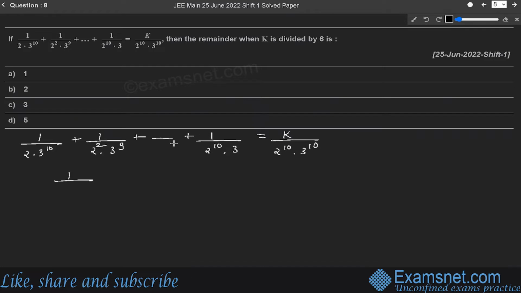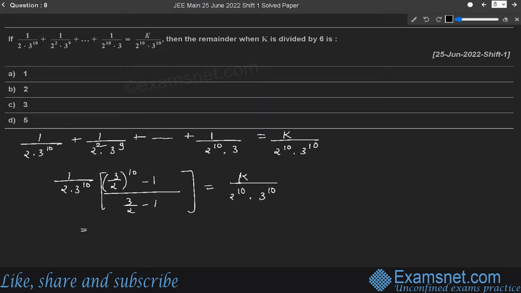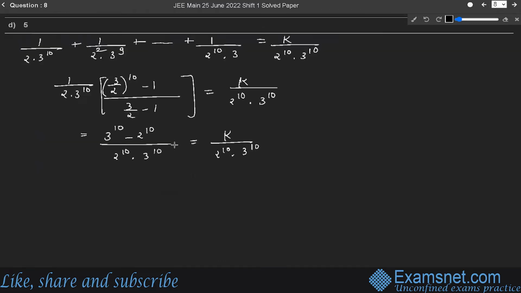So it can be written as 1 upon 2 into 3 power 10, 3 by 2 whole power 10 minus 1 divided by 3 by 2 minus 1 is equals to k upon 2 power 10 into 3 power 10. So this will be equals to 3 power 10 minus 2 power 10 divided by 2 power 10 into 3 power 10 is equals to k upon 2 power 10 into 3 power 10.